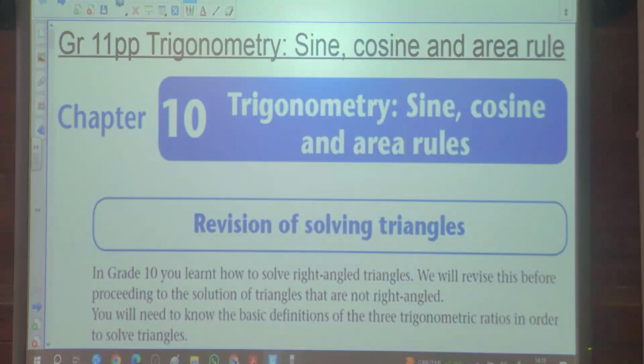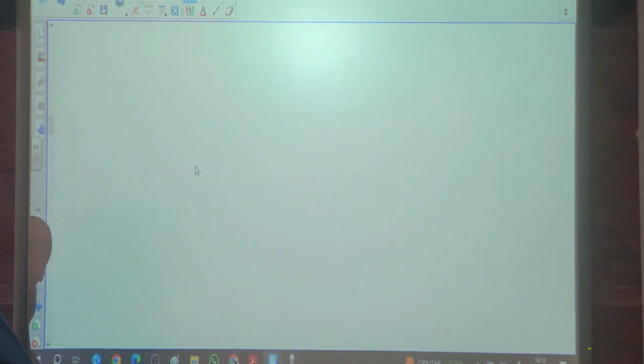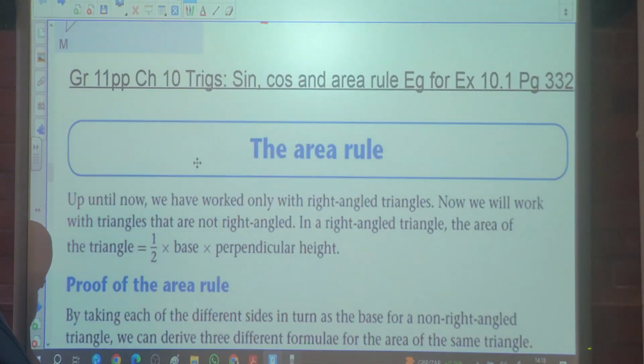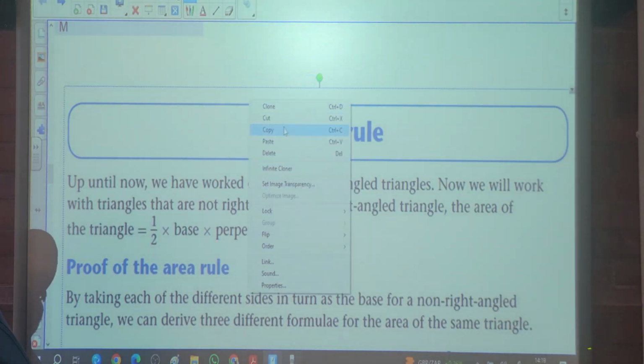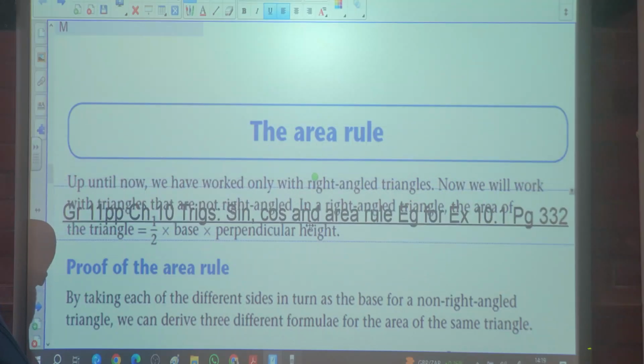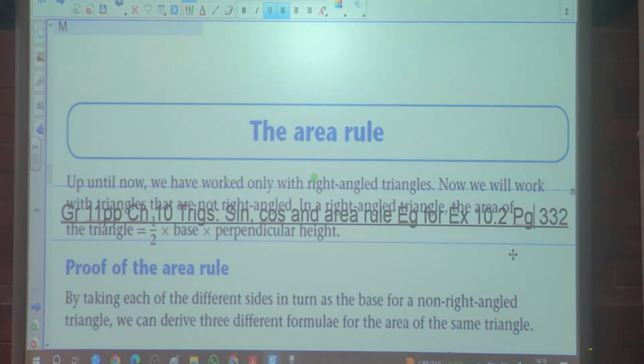Okay, good morning class. So today we're going to look at trigonometry, sine, cosine and area rule. At this point we have done the revision of grade 10. So today we're going to look at the area rule. This is for exercise 10.2 on page 330, the exercise on 336.